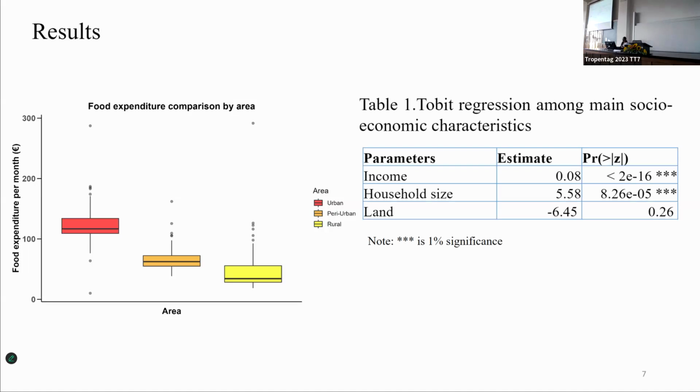And when we did a Tobit regression analysis to see how the socioeconomic characteristics affect the food expenditure, being the dependent variable, it tells an important thing: the more the income in a family, the more we spend on food, with a 1% significance level. And also the household size tells that the more people in the home, the more we spend on food. But the land element tells that if we own land, we still have the chance to grow our own food. So that's what the results were trying to say.